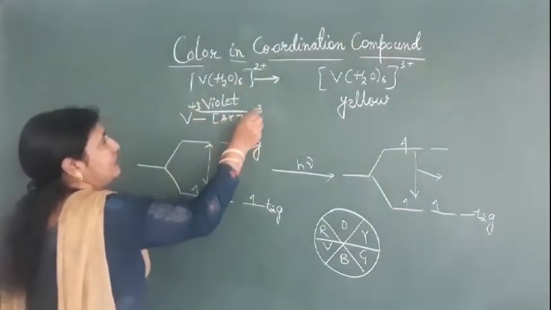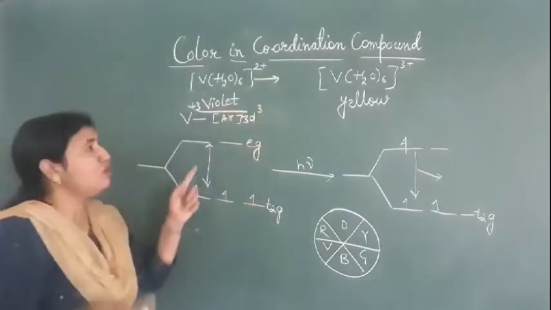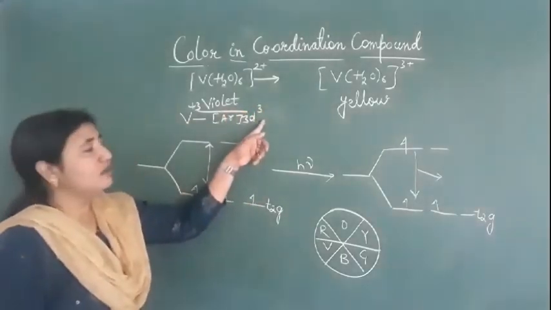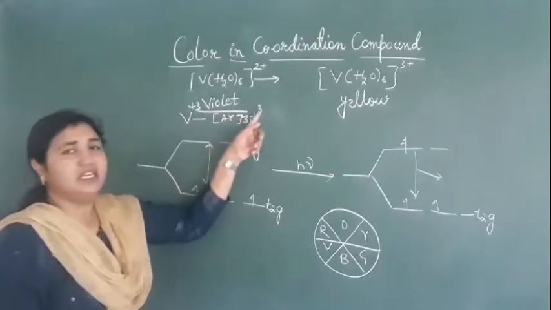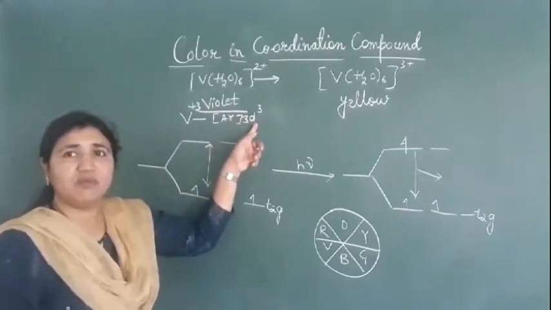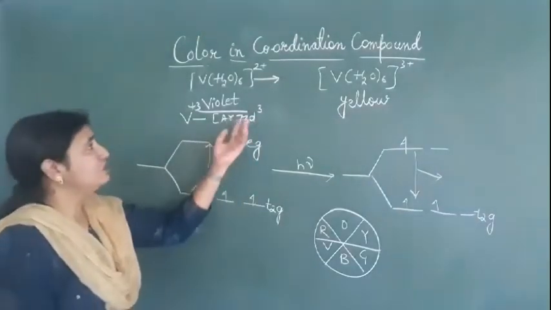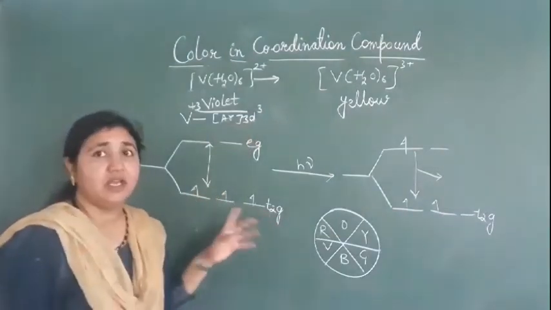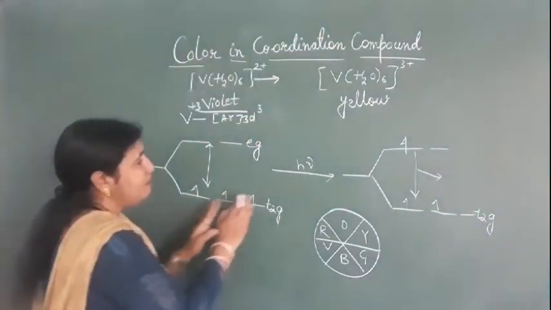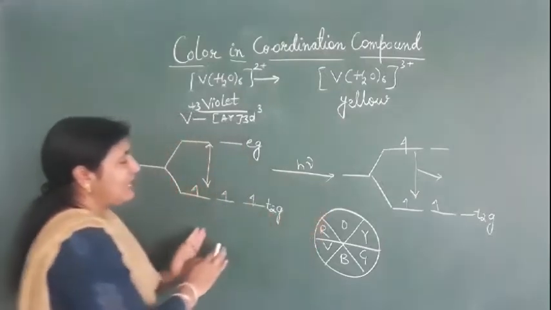The atomic number of vanadium is 23, so the configuration is 4s2 3d3. For vanadium 2+, it is 3d3: the 2 electrons from 4s2 are removed. So we have 3 unpaired electrons here. If we pass light through this sample, what will happen?